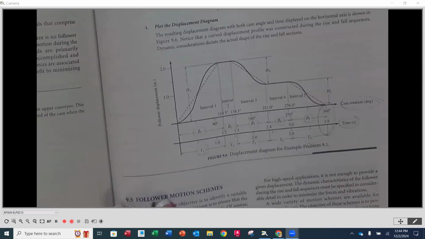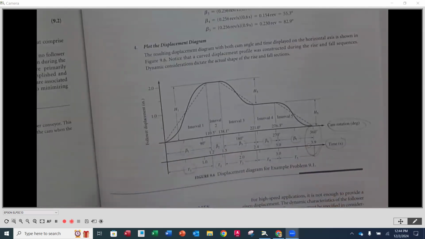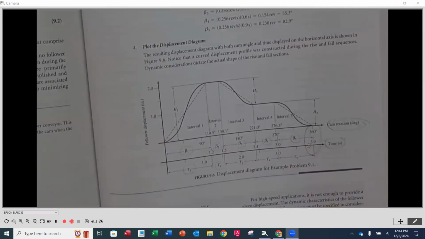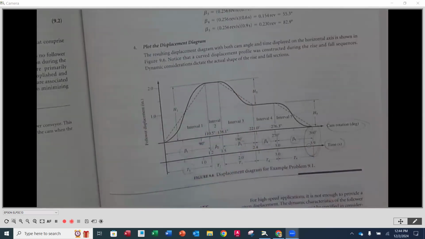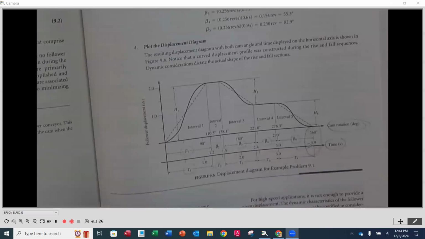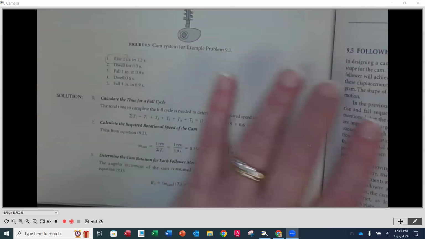Okay. Now you're going to be plotting the displacement diagram. Now, something we didn't do here yet that they did in step number 3 is we want to figure out how many degrees are taken up of cam rotation for each one of our sequences of the motion. Okay, so that's what we're going to do next. I just wanted to make sure that you understood what the diagram was here. So we're going to calculate what our betas are. Okay, so again, our betas are going to be how many degrees of rotation does that motion take up.